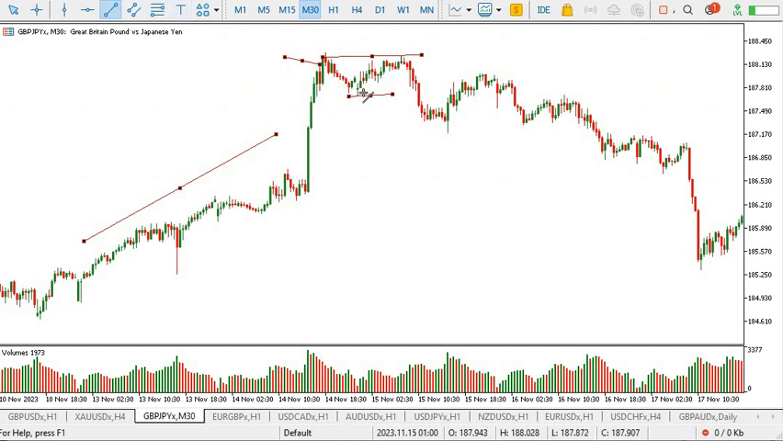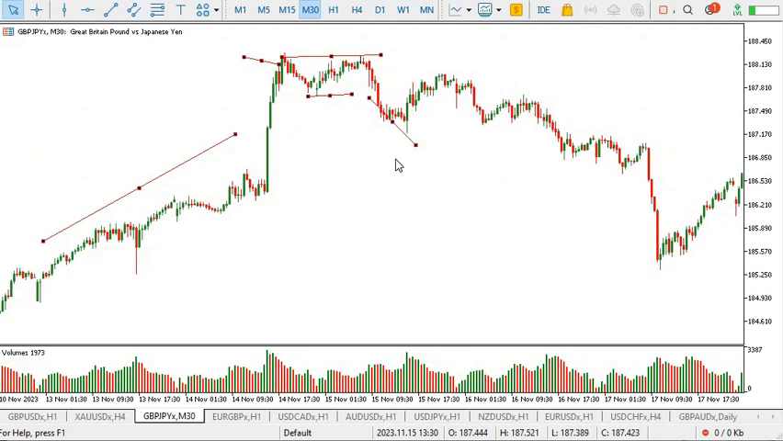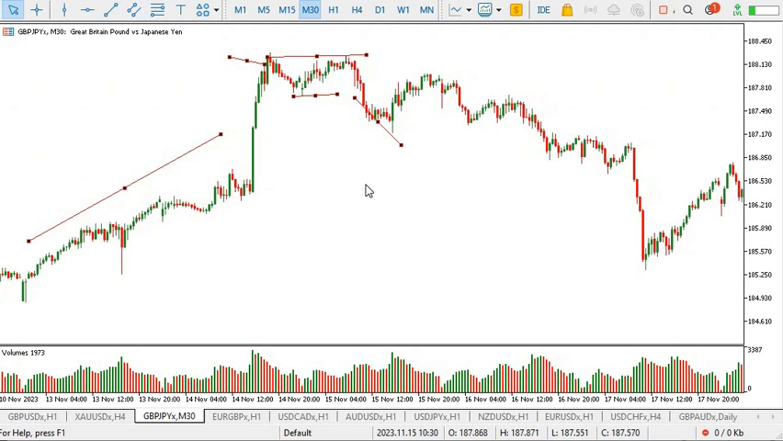So this was the neckline, and the distance from the neckline to the highs is 50 pips, and we will target the exact amount of pips from the neckline to the highs, you can say to this point. And as I said, the double top formation is a reversal pattern. So we can see here the market reversed from an uptrend to a downtrend just after the formation of a double top pattern.